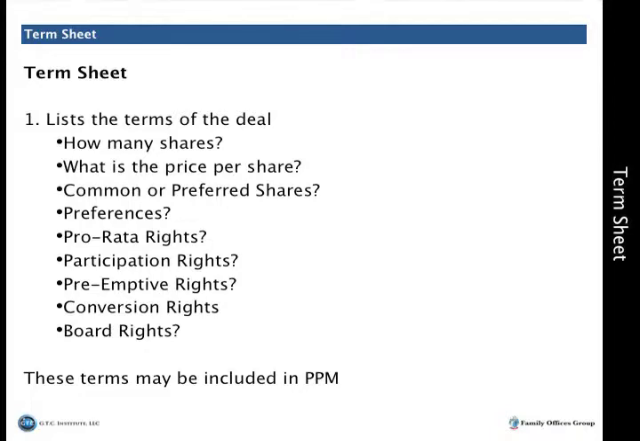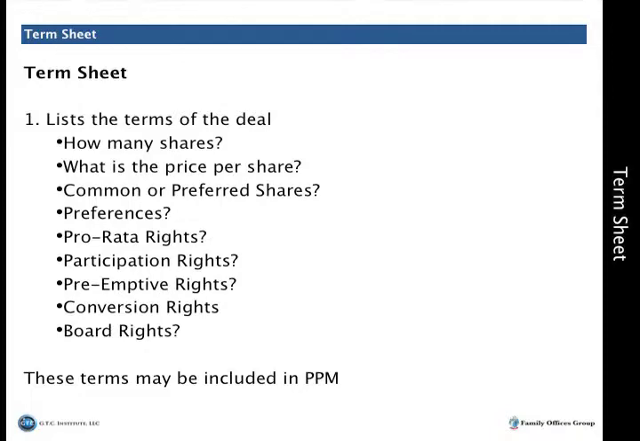It lists the specific details of the shares the investor is purchasing. How many shares is the investor buying and at what price? Common or preferred stock? What preferences? What rights does the investor buy? Pro rata rights? Participation rights? Preemptive rights? Conversion rights? Board rights?